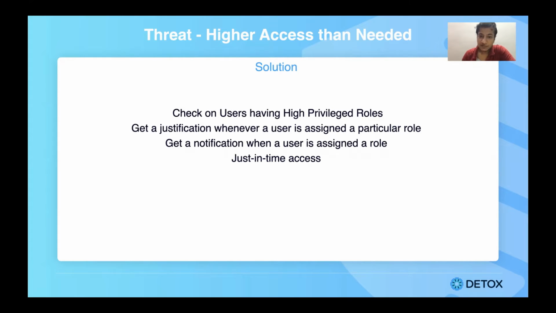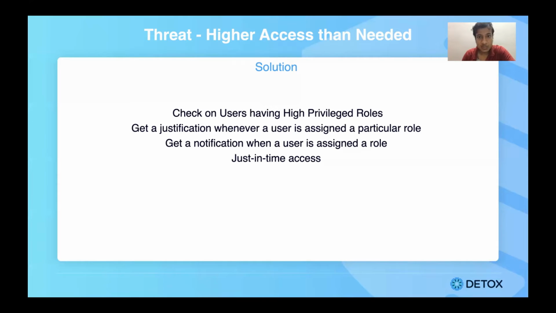Get a notification when a user is assigned a role. This helps us to mitigate the risk if, suppose, a high privileged account is compromised and that account is now giving higher roles to all other users. Then we can be notified whenever a user is assigned a higher privileged role. So for any user which is assigned any of the roles, the administrator should know about any such role assignments. And finally, just in time access.